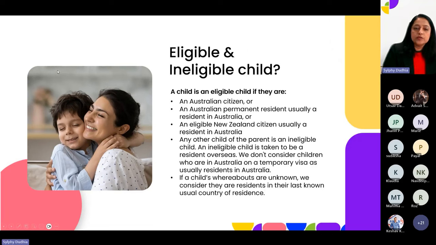Now, who is an eligible and ineligible child? The eligible children are those who are an Australian citizen or Australian permanent resident, who are usually residing in Australia, or an eligible New Zealand citizen who is usually residing in Australia. The ineligible children are the ones who are residents of overseas and those who are in Australia on a temporary basis.